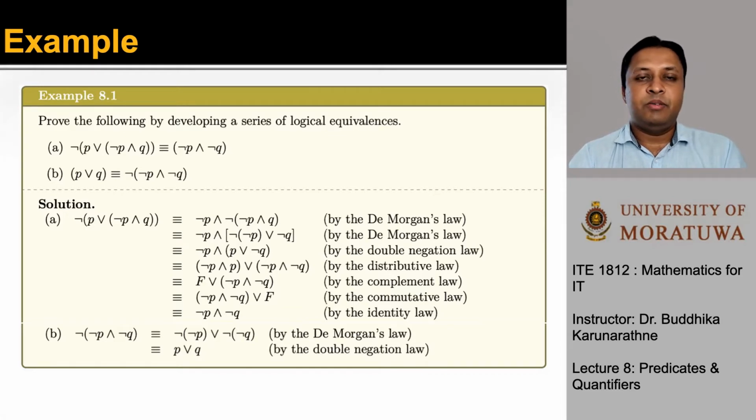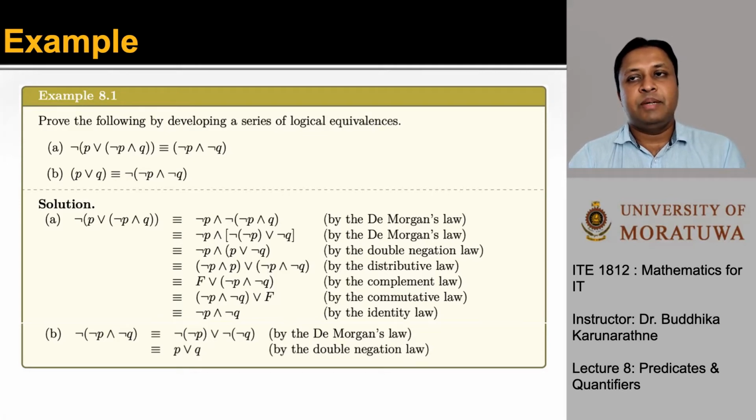So how did we arrive at the conclusion? By applying a series of algebraic laws. Similarly, statement B, we need to prove P disjunction Q is equivalent to negation of negation P, conjunction negation Q. So in this case, we start with the right-hand side, which is negation of negation P, conjunction negation Q.